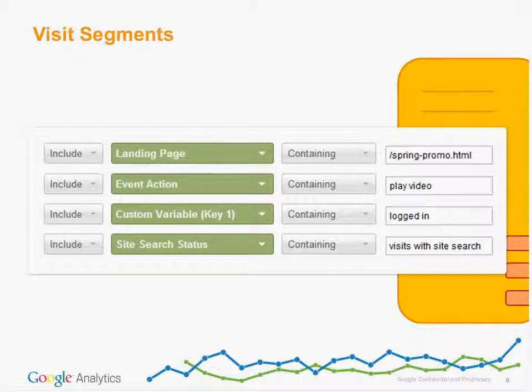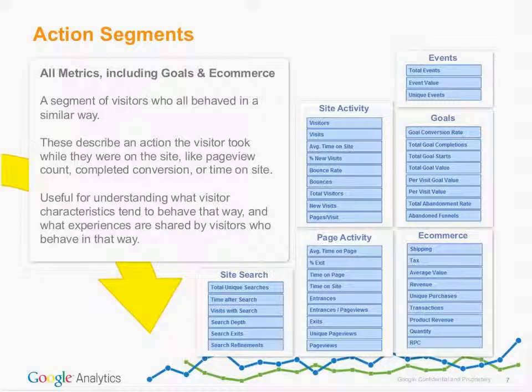The final type of segment that I've identified are action segments. If the first two try to group visitors along common dimensions, these segments group visitors along common metrics. And action segments are visitors who all behave in a certain way and therefore have common performance metrics.